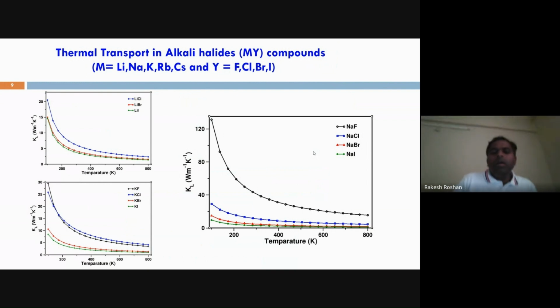So I'm showing the results for the obtained KL values at different temperatures, starting from 0 Kelvin up to 800 Kelvin. The first observation is that as the temperature increases, the lattice thermal conductivity decreases. The same thing is observed in all the studied compounds. And for some compounds, you can see that KL is almost less than 2. For example, if you look at KF, KCl, KBr, KI, it's almost 2.5 or something like that. I'll show you clearer values once we go forward.